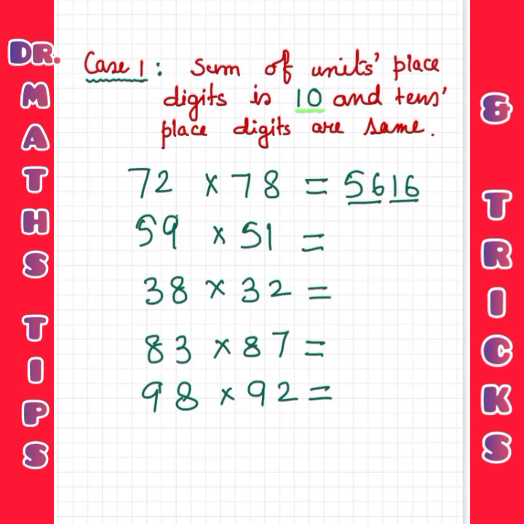For the next example, take 59 into 51. Multiply 9 and 1, that is 9. Note that we put 09 here. And next, for the number 5, we multiply 5 into 6. 5 into 6 is 30. Put it here on the left side.